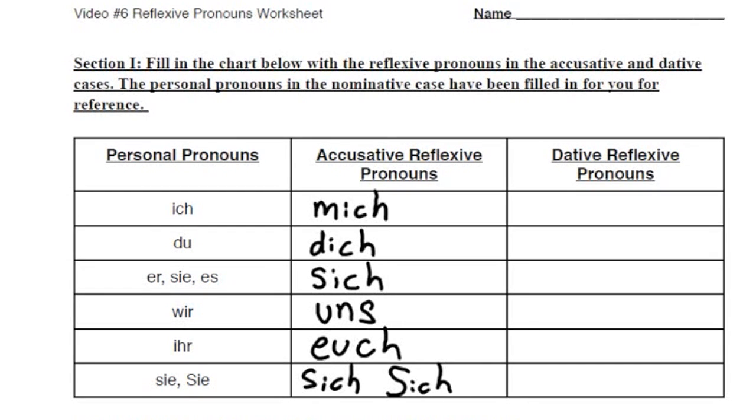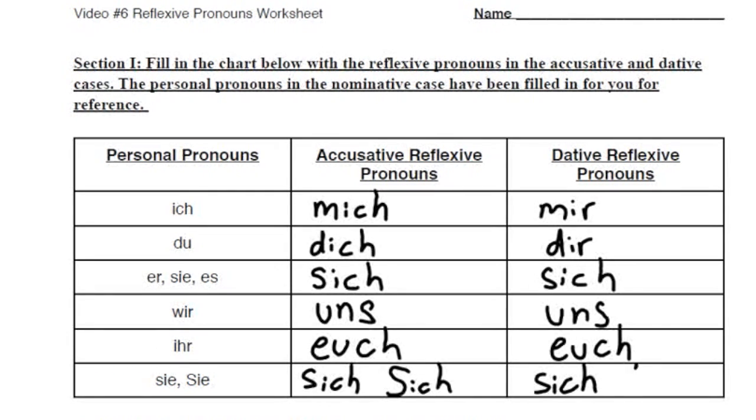In the dative case, the only two that change are mich and dich. Mich changes to mir, as it did in the dative case for the personal pronouns. Dich changes to dir, same as it was for the personal pronouns. Sich stays the same, as do uns, euch, and the other two sichs.